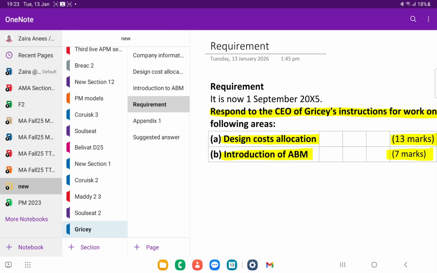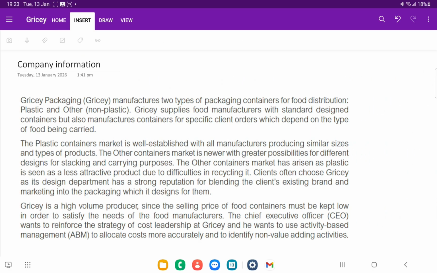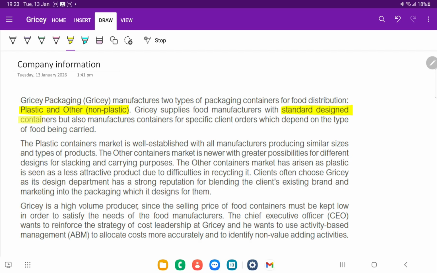So let's move back to the question. Griecy Packaging manufactures two types of packaging containers for food distribution. The first one is plastic and the second one is non-plastic, right? Griecy supplies food manufacturers with standard design containers, but also manufactures containers for specific client orders, which depends on the type of food being carried. So they have a specific standard product, and then they are also offering a customized product to their customers.